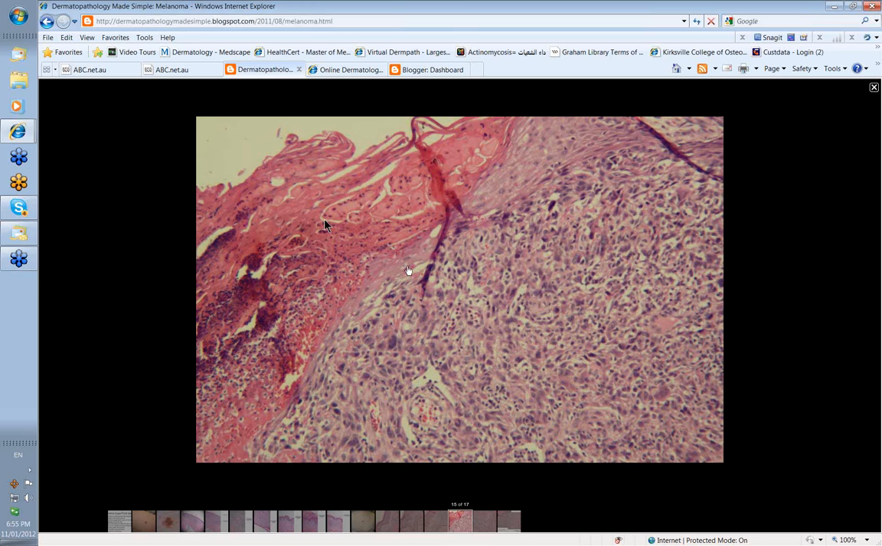And here it's consumed the whole of the epidermis. It's taken all of the epidermis away. And this phenomenon of epidermal consumption is another feature that you'll see in superficial spreading melanoma.